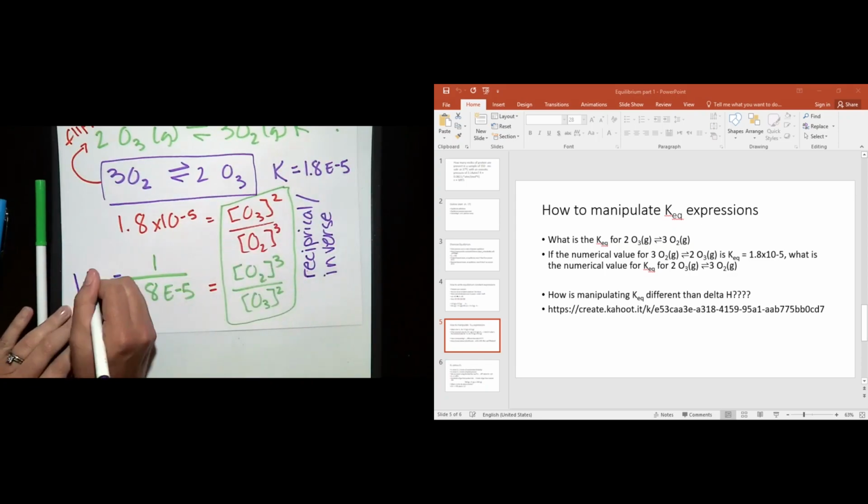So this is my new K value, whatever that is. Okay, so it is different than delta H. So I want to do one more that's not on the slide.